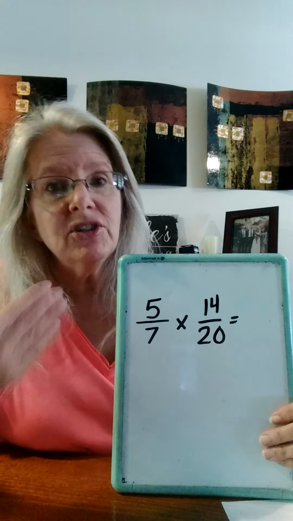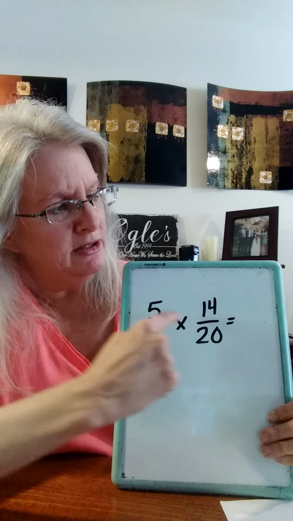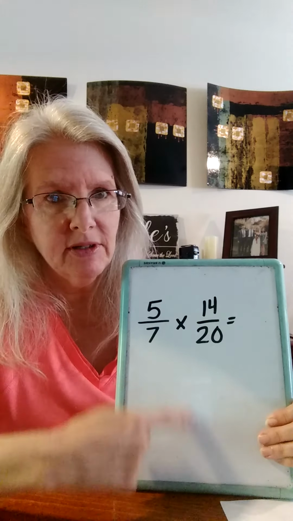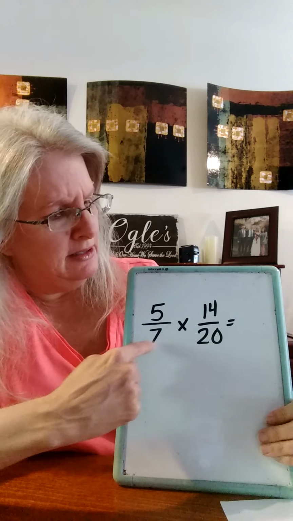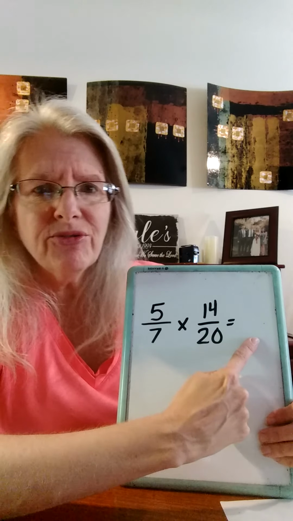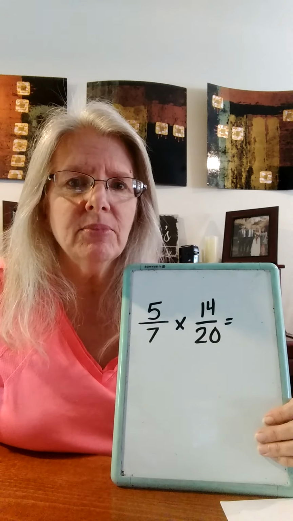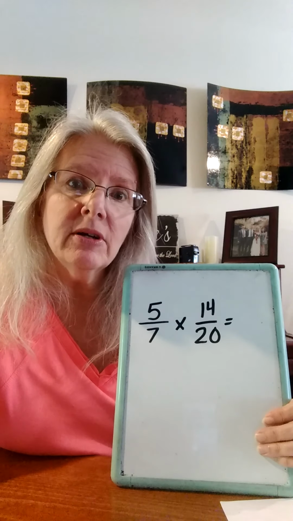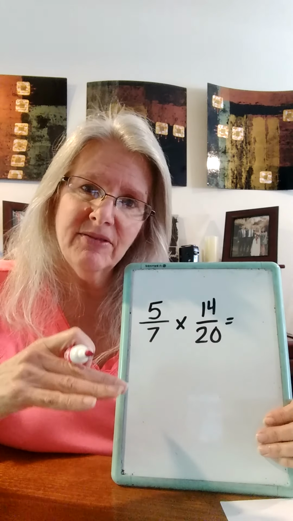We're going to look at 5/7 times 14/20. When we do this problem, we're going to see much bigger multiplying. If we multiplied the numerators, 5 times 14, I don't even know what that is. I'd have to calculate it out. And 7 times 20, we'd be at 140 on the bottom. Those are really big numbers, and I definitely want to make my life simpler. So I'm going to look for a way to simplify it ahead of time.